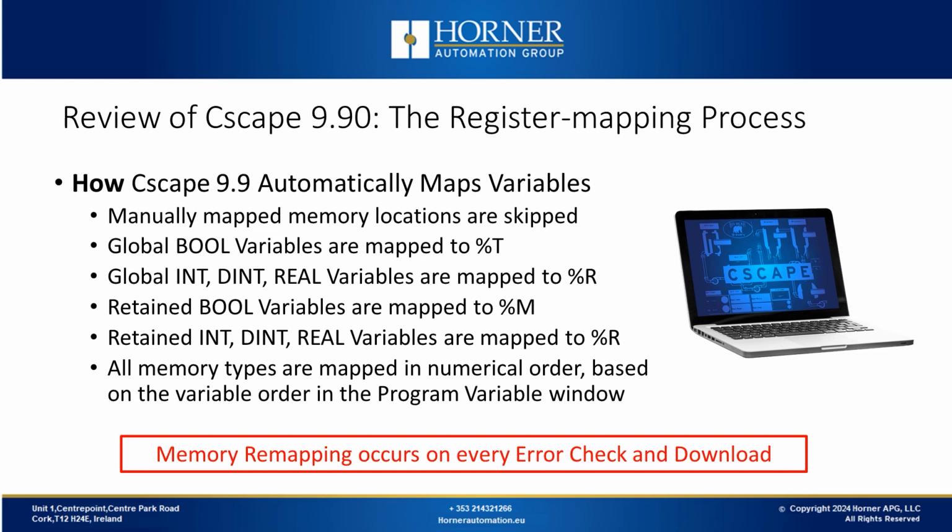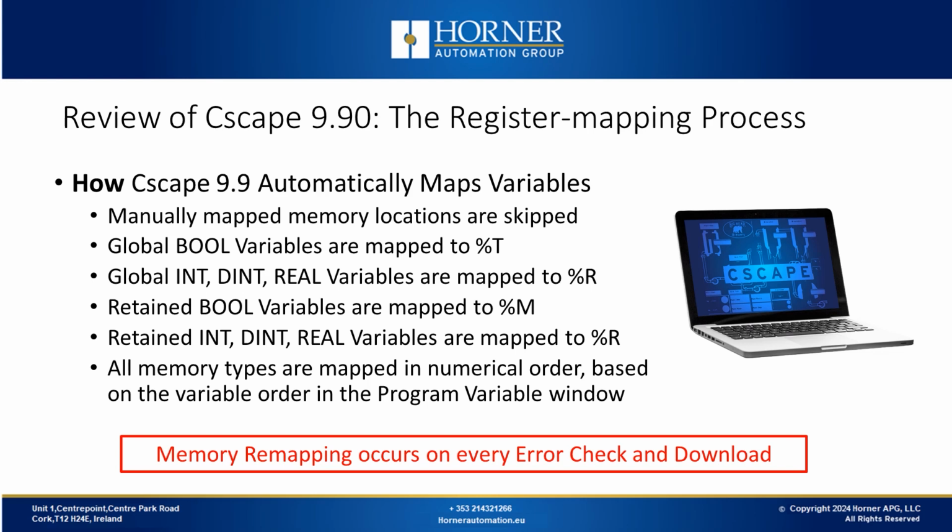First, we will look at the rules for this process. Cscape skips any register address that the user has assigned manually. These register locations are now reserved and won't be a part of the automatic mapping process. Cscape starts with variables created by the user as global variables. In addition to the manually mapped real-world I/O type variables, global variables also include non-retentive Boolean variables. So these are mapped to %T register space, which is the non-retentive memory type. The mapping is performed starting at the lowest available register address, which is usually T1.